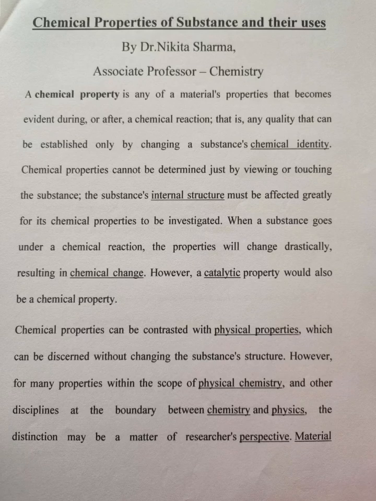A chemical property is any of a material's properties that becomes evident during or after a chemical reaction. That is, any quality that can be established only by changing a substance's chemical identity. Chemical properties cannot be determined just by viewing or touching the substance. The substance's internal structure must be affected greatly for its chemical properties to be investigated.